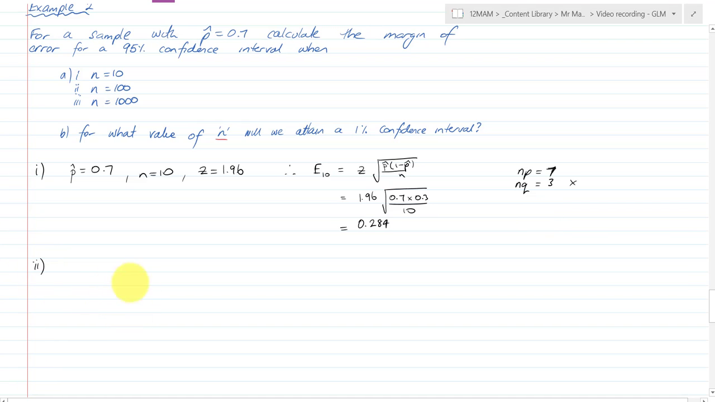I'll quickly do 2 and 3. So E100 is equal to 1.96 times the square root of 0.7 times 0.3 over 100, and that's equal to 0.0898. And so you can see that that is considerably better than this.